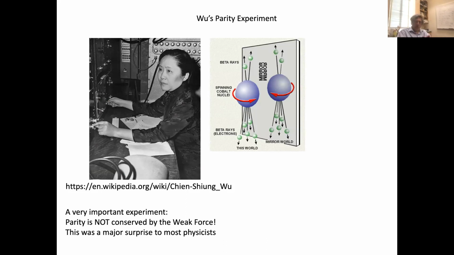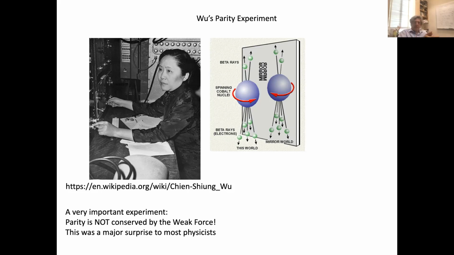She had all sorts of troubles later. Not every place was hiring women, but she was so smart and so well respected that she ended up in Columbia and had a fantastic career. Her experiment for parity violation basically had the following logic.